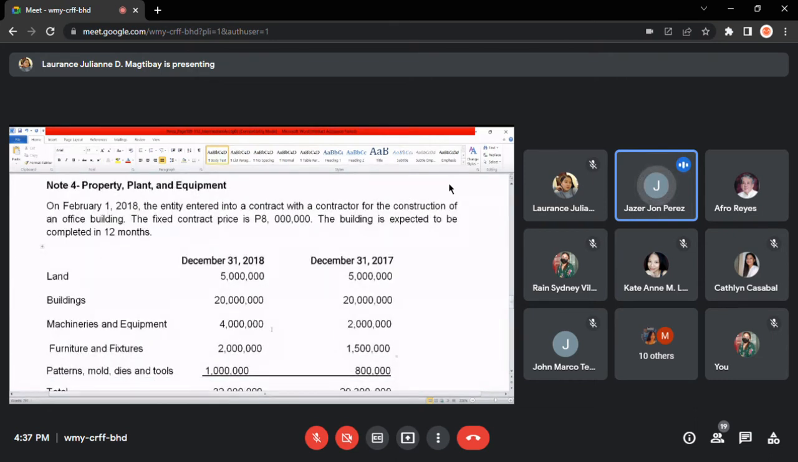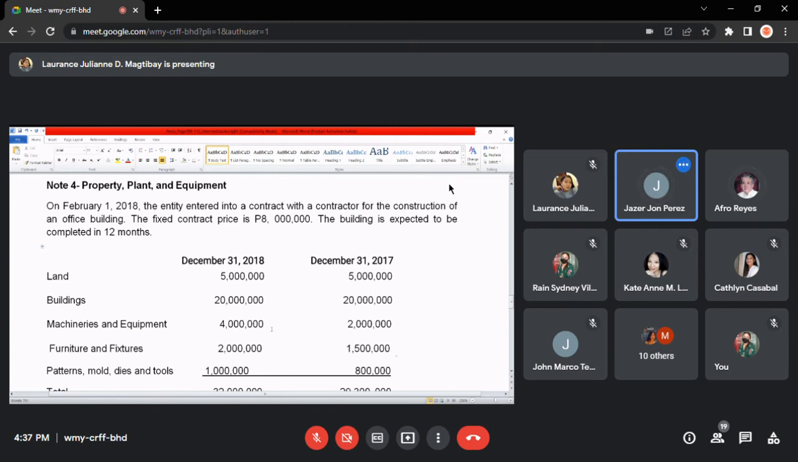Next is note for property, plant, and equipment. On February 1, 2018, the entity entered into a contract with a contractor for the construction of an office building. The fixed contract price is 8 million pesos. The building is expected to be completed in 12 months.